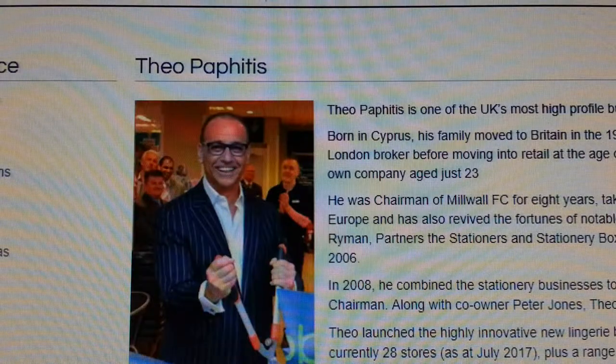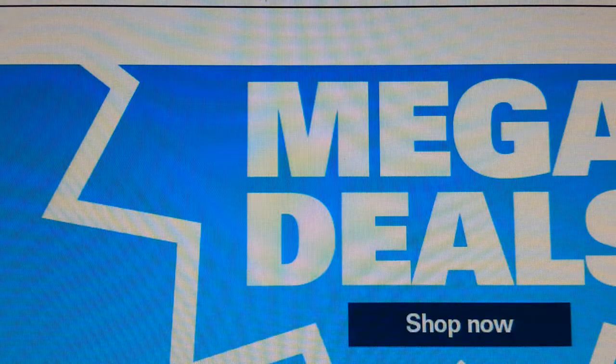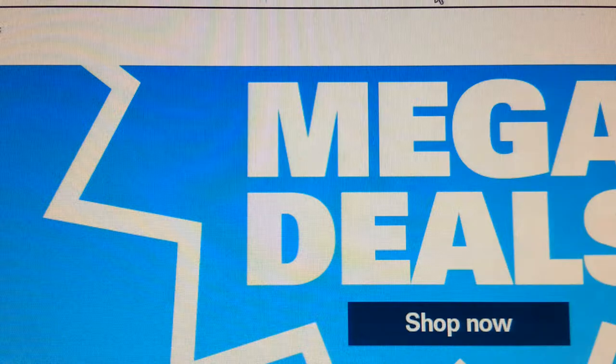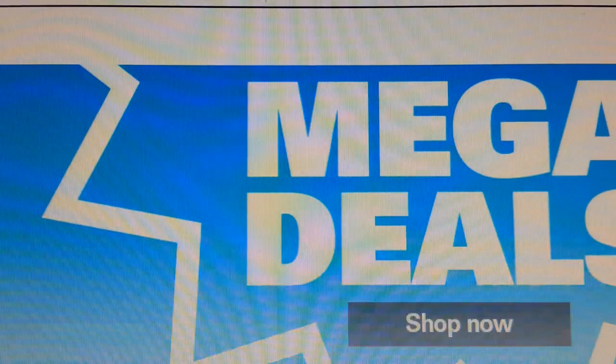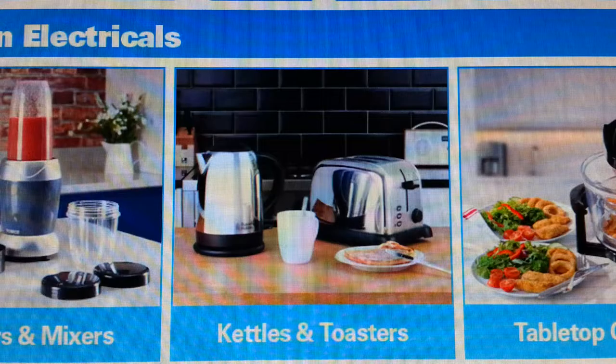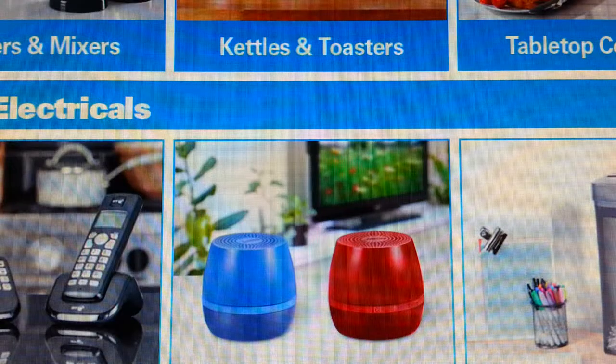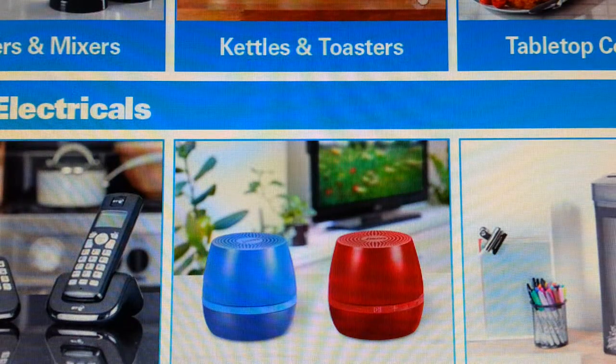And another one here, look. Robert Dyas, for example, right? Mega deal. Go to Robert Dyas. Yeah, they sell a mixture of all sorts of stuff. Household, kitchen, DIY, garden, outdoor, electrical, home furniture, the whole lot. Look, again, they're telling us: blenders, kettles, clearance. See?